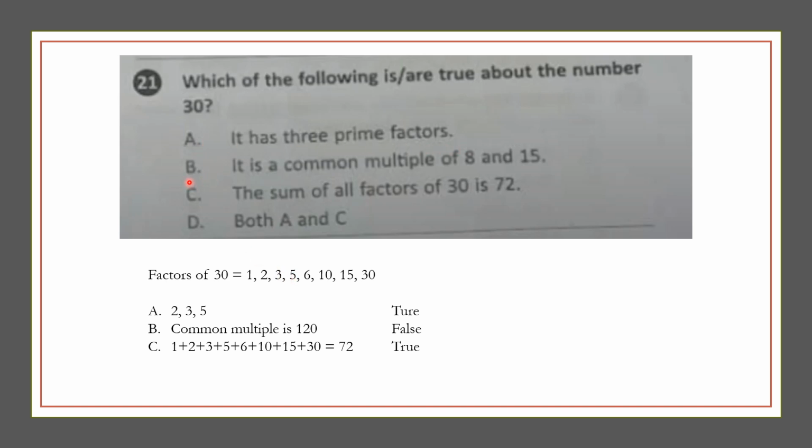Now let's see the second statement. It is a common multiple of 8 and 15. So the common multiple of 8 and 15 is 120. So this is not true. Now let's see the third statement. The sum of all factors of 30 is 72. So let's add all these, we get 72. So A and C are the correct statements. So our answer will be both A and C.